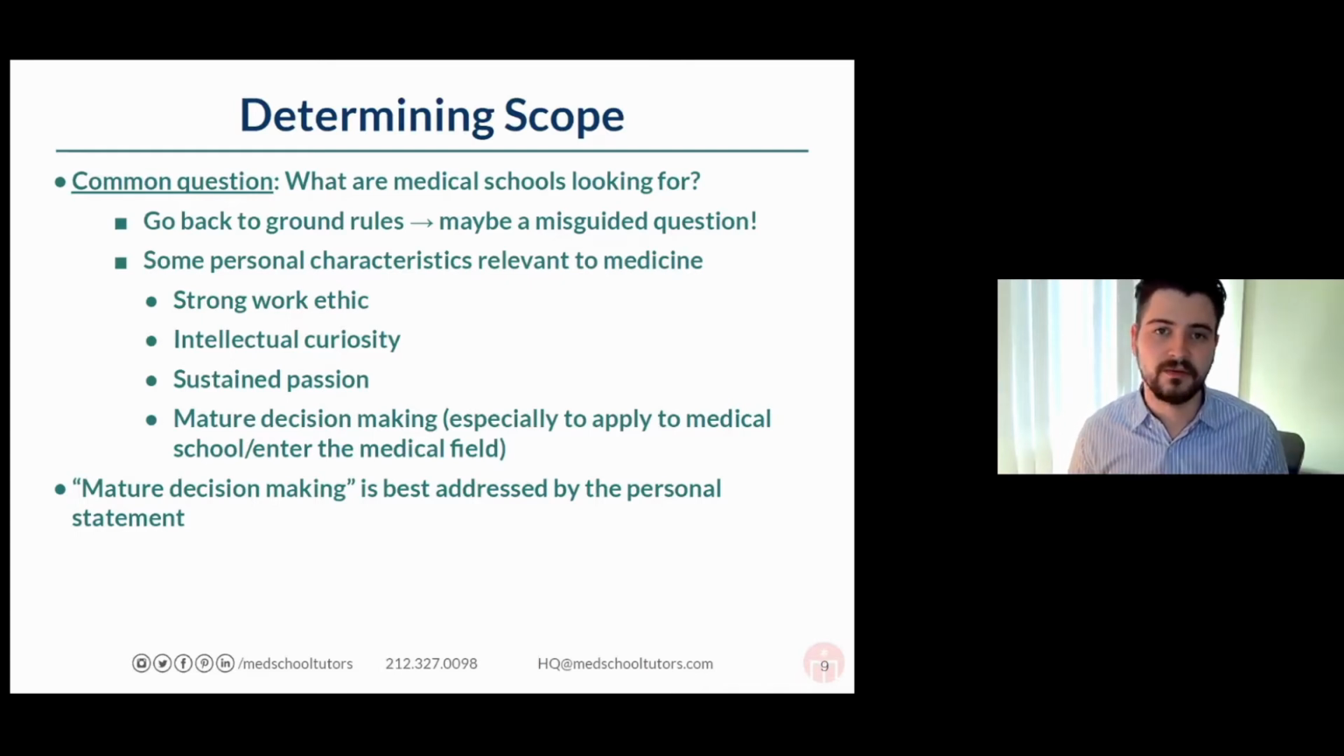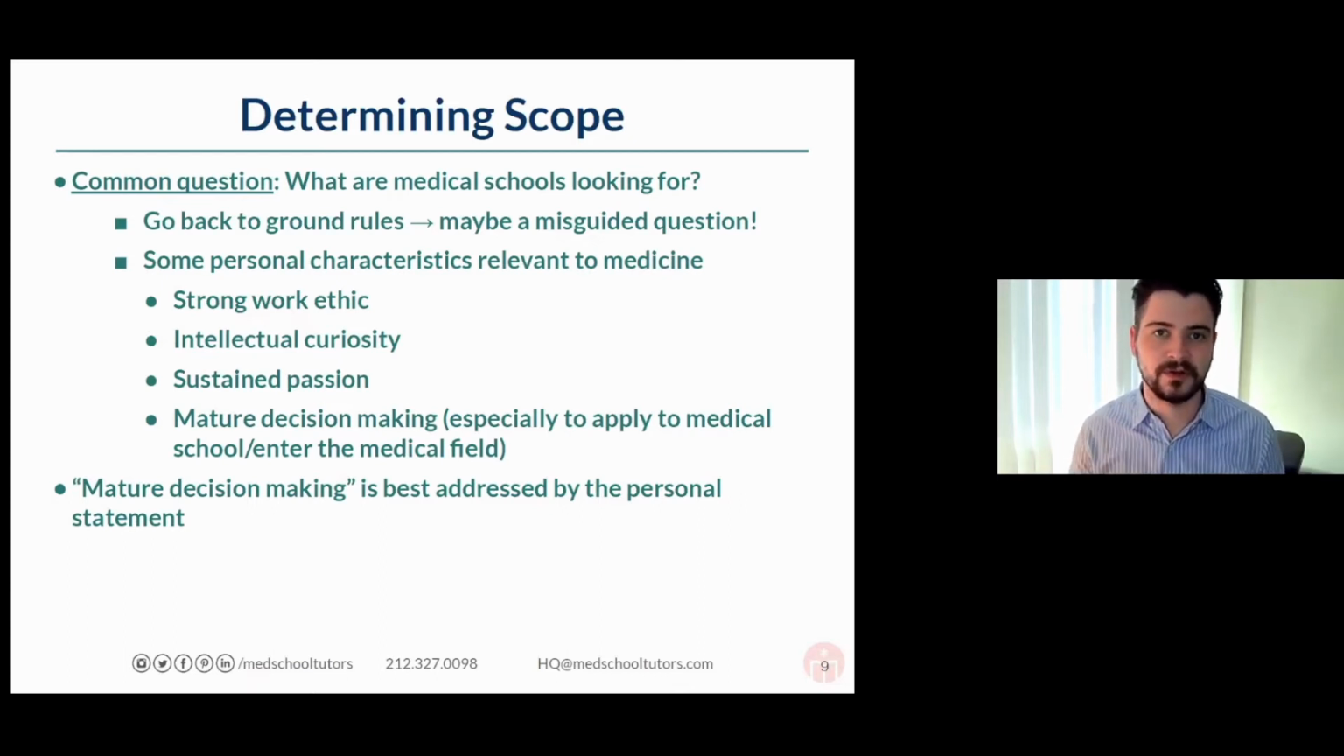Things that you might think about trying to highlight through the examples you give are things like a strong work ethic, intellectual curiosity, sustained passion. And this last one's really important, mature decision-making. And that includes, why did you choose to apply to medical school? Why are you entering the medical field? When I say mature decision-making, what I mean is that you've considered other options and thought about what life would be like in a different field. And if you haven't done that, that there was a reason that you didn't consider other options.